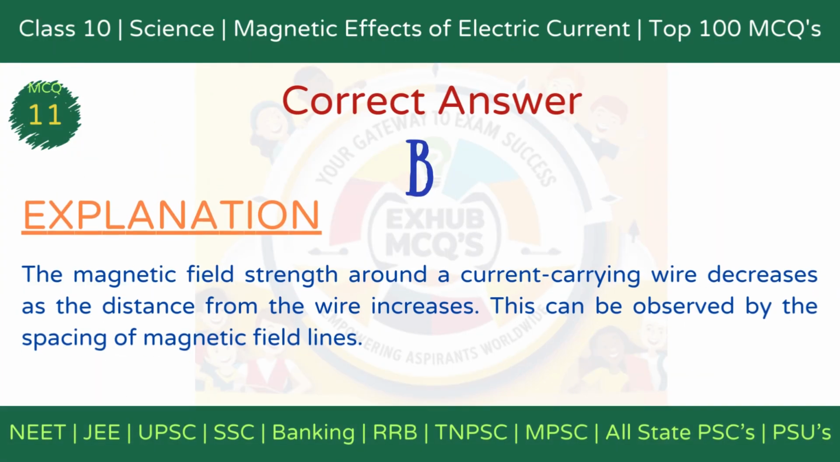The correct answer is option C, deflection increases. Explanation. When the current through a conductor is increased, the magnetic field around the wire becomes stronger, resulting in greater deflection of the compass needle.